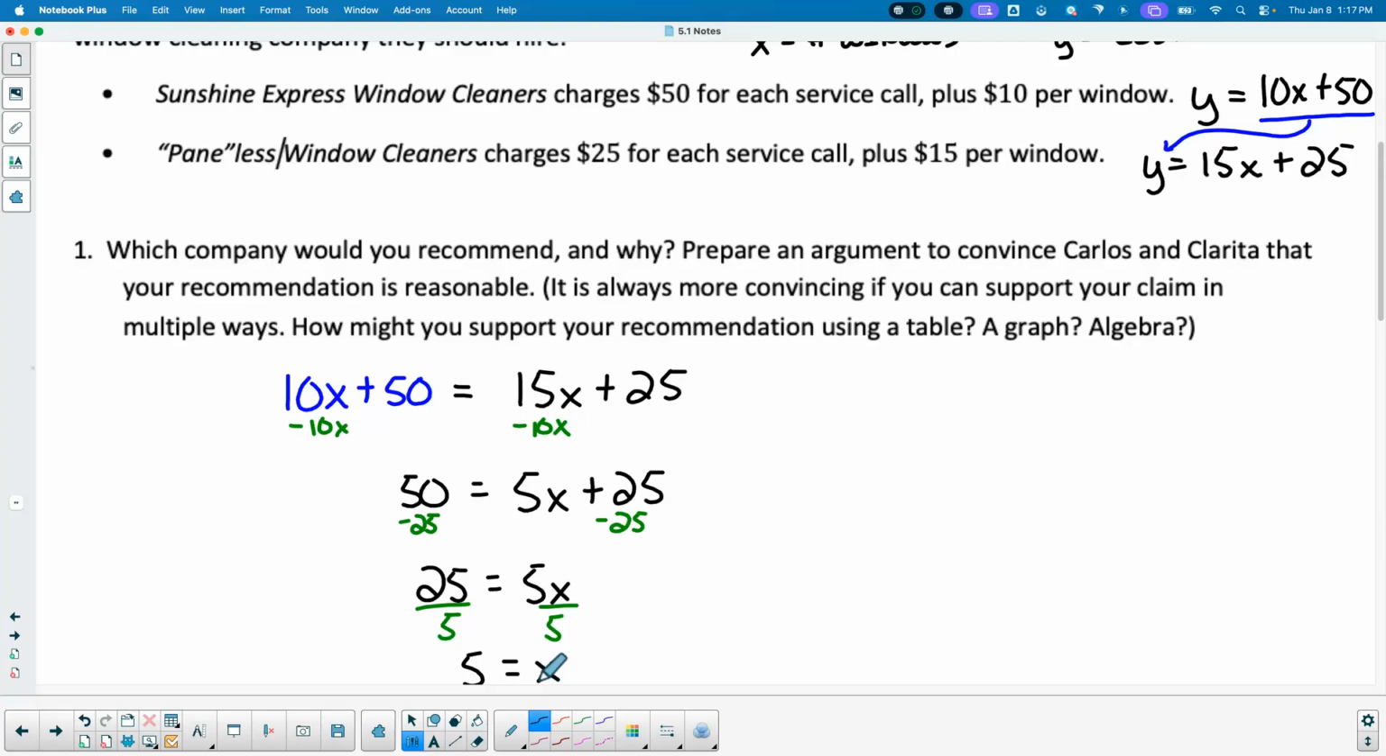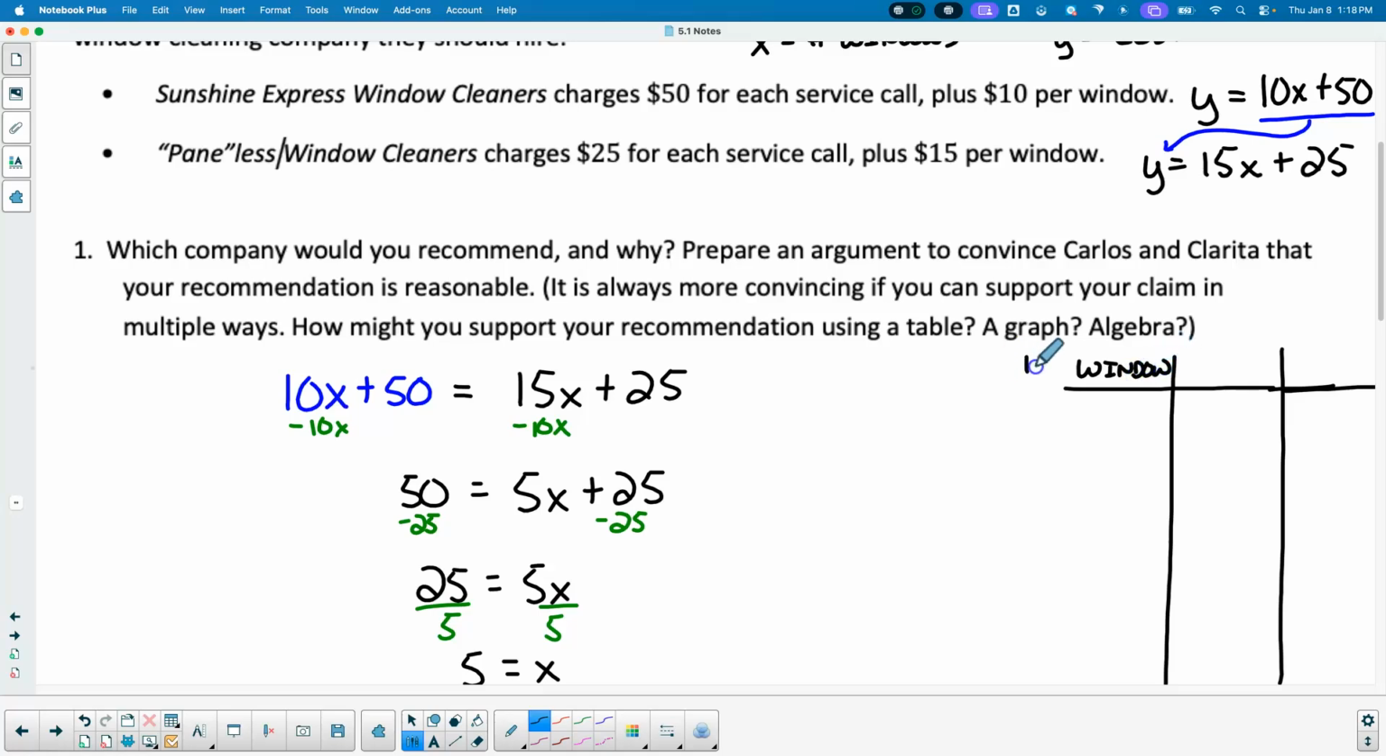If they only have 5 windows in their shed, it's going to be the same price, and it doesn't matter which one they should go with, right? What is the cost for either Painless or Sunshine to come out and clean 5 windows? How much? $100? Okay. All right, so I'm going to make actually a triple chart here.